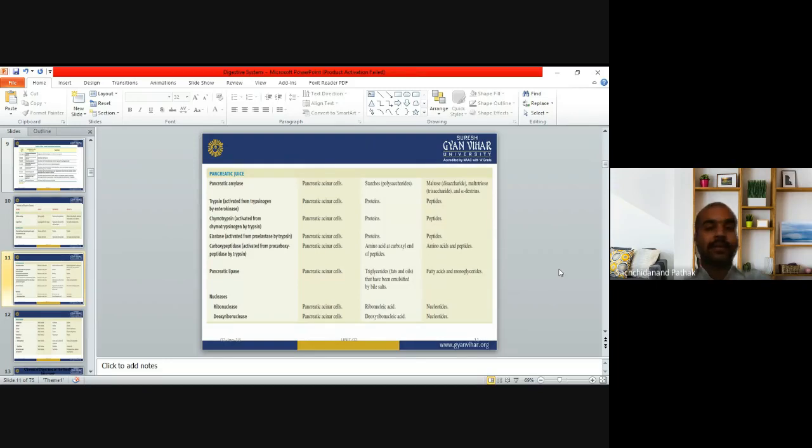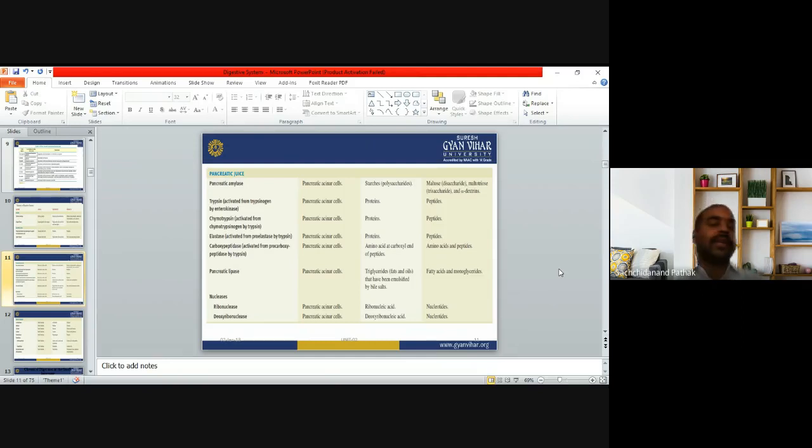Pancreatic amylase is there, that will be secreted by the pancreatic acinar cell. Similarly, these are their substrates and products. Trypsin is the activated form of trypsinogen by enterokinase. So when trypsinogen is released from the pancreas, it will interact with the enterokinase present in the intestine, causing the activation of trypsinogen, and it will become the active trypsin.